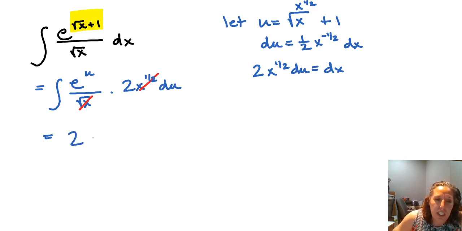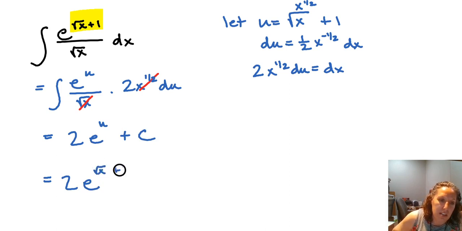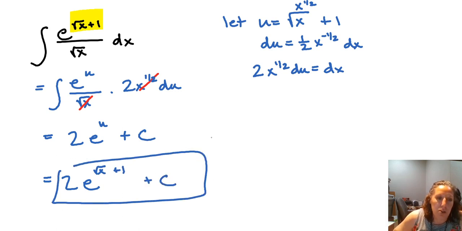So that integral is going to be 2 times e to the u. The integral of e to the u is e to the u. Don't forget plus c. And then our last step here is to go back to our original variable. Our substitution here was u was equal to the square root of x plus 1. So that's going to go back in our exponent, and we are done.